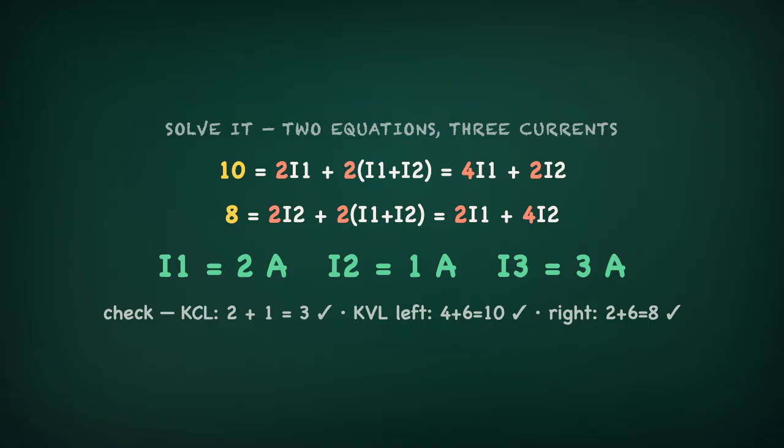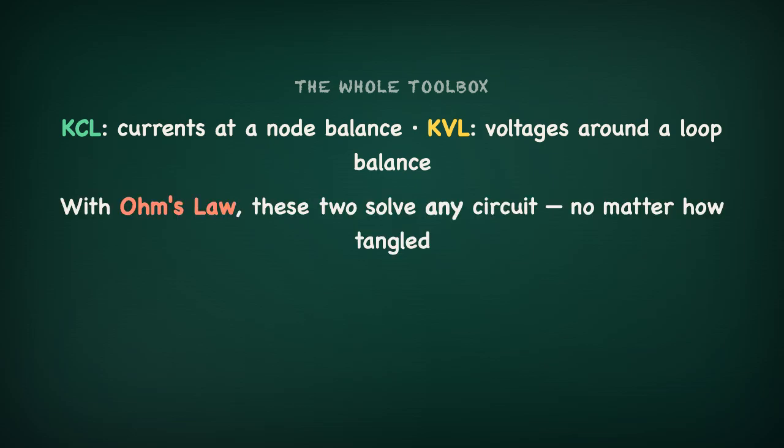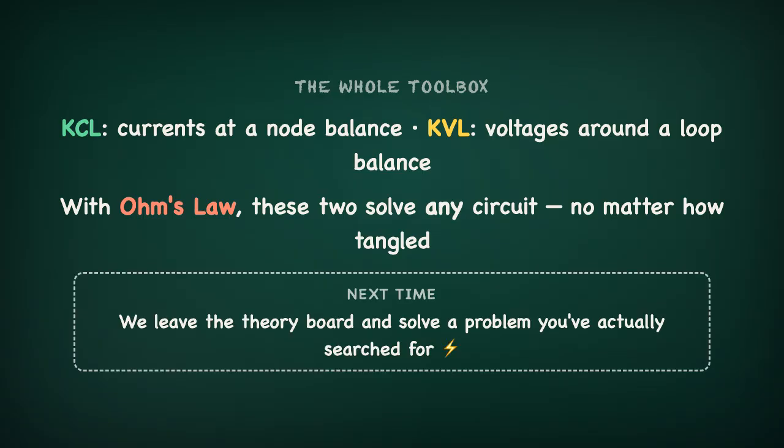Check it. KCL: 2 plus 1 is 3. Left loop: 4 plus 6 is 10. Right loop: 2 plus 6 is 8. Every law holds. So that's the whole toolbox. KCL, the currents at a node balance. KVL, the voltages around a loop balance. Put those together with Ohm's law and you can solve any circuit ever drawn, no matter how tangled it looks.